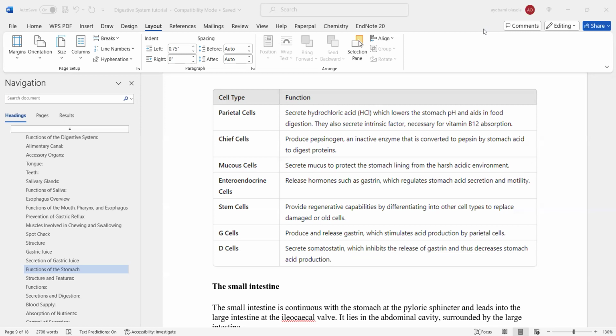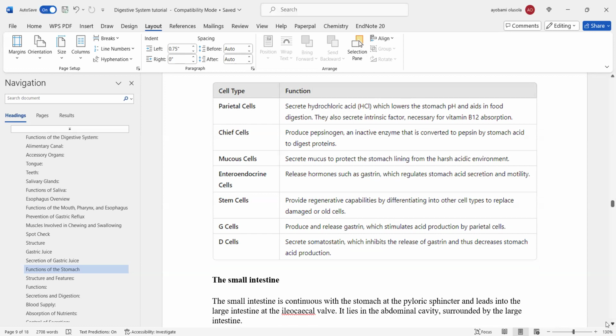Then there are enteroendocrine cells that produce the hormone gastrin, and this gastrin regulates the HCl secretion. Don't worry about the stem cells, you don't need the stem cells. So the G cells produce and release gastrin, and this gastrin stimulates the production of acid by the parietal cells. Then the D cells secrete somatostatin, and somatostatin inhibits the release of gastrin, and this decreases stomach acid production.